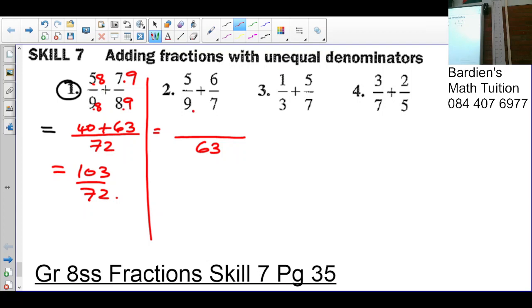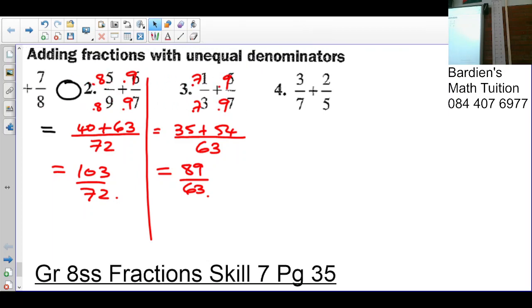Okay. So 9 times what is 63? 7. So 5 times 7 is 35 plus. 7 times what is 63? 9. 6 times 9 is 54. So what do I do now? I can add the numerators. You guys understand? So what is 35 plus 54? 89 over 63. You guys understand?